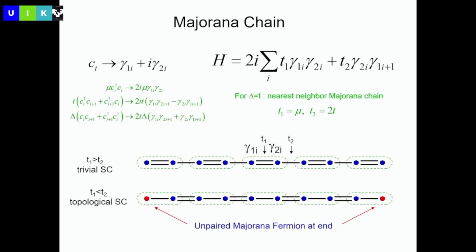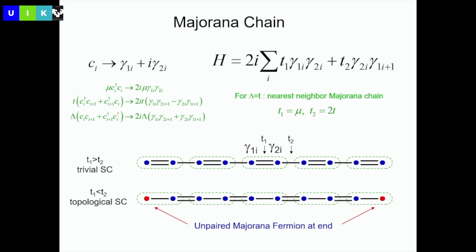What's happening is that the Majorana modes are pairing up on a single site. Okay, and that's the trivial superconductor. In the topological superconductor, they're pairing up between the sites. Okay, and if they pair up between the sites, then you know that at the end there's going to be a leftover one that's not paired, and so this is the unpaired Majorana zero mode.